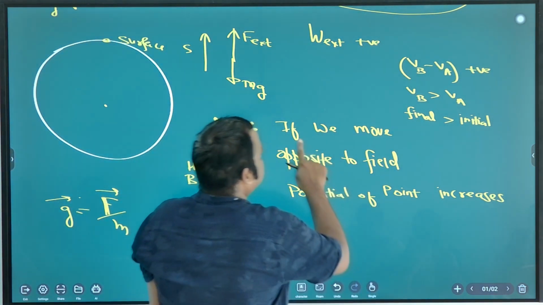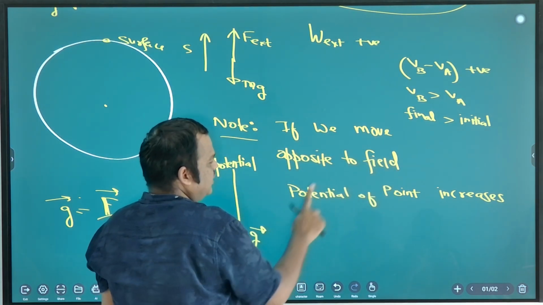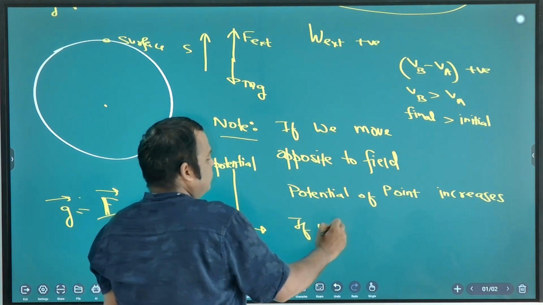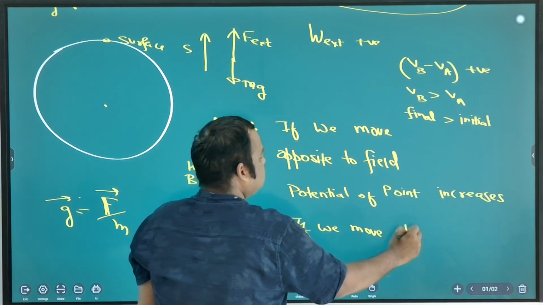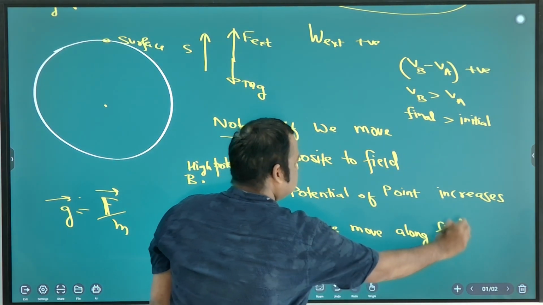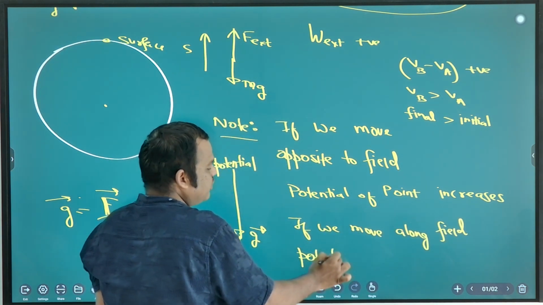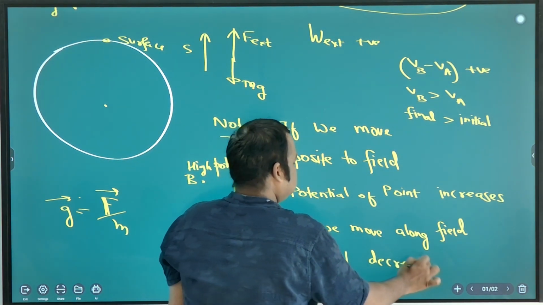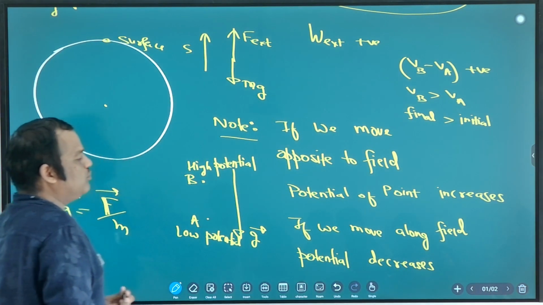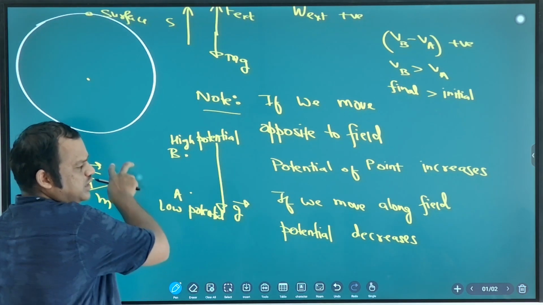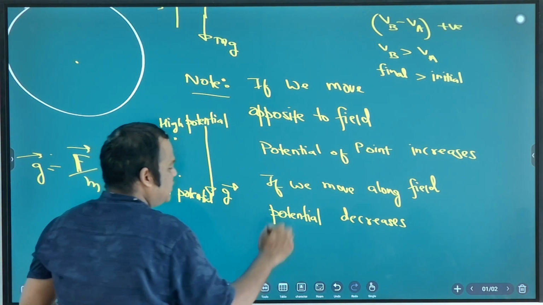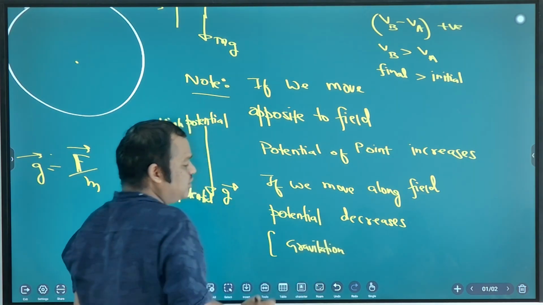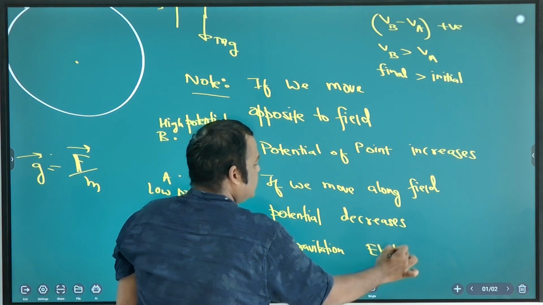So you have written, if we move opposite to field, potential of point increases. One more line you write: if we move along field, potential decreases. This is a very important point. This rule is there in both gravitation and electrostatics. Gravitation chapter means gravitational potential. Electrostatic chapter means electric potential.